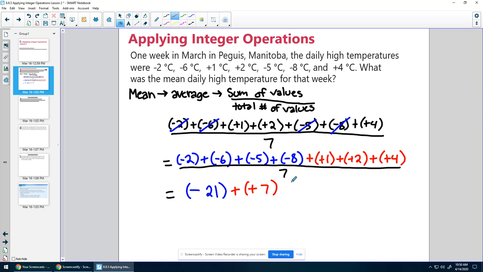Okay, now, next step. Divide the whole thing by 7. So we need to solve what's on the top before we can do the bottom. So -21 plus 7. Well, we know two different teams. Which team's bigger? The negative team. What's the difference between 21 and 7? 14. So we have negative 14. We're dividing that by 7. Negative divided by positive gives us a, that's right, negative 2. All right, moving on.